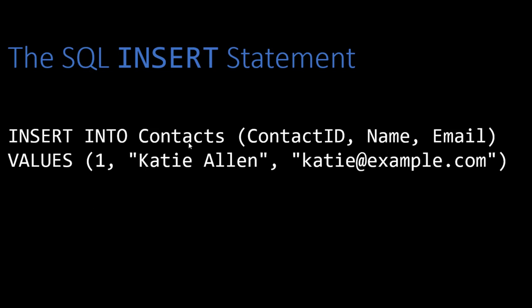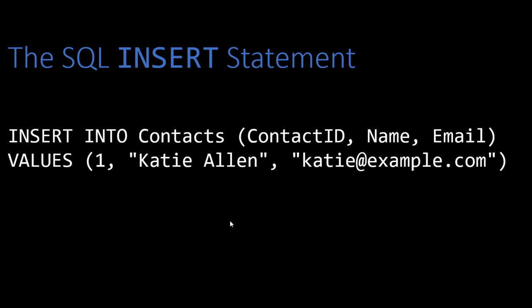Insert into contacts, and then inside parentheses we have contact ID, comma, name, comma, and email. And then we have the keyword values, and inside of parentheses 1, comma, and then we have the string Katie Allen, comma, and then we have the string katie@example.com.